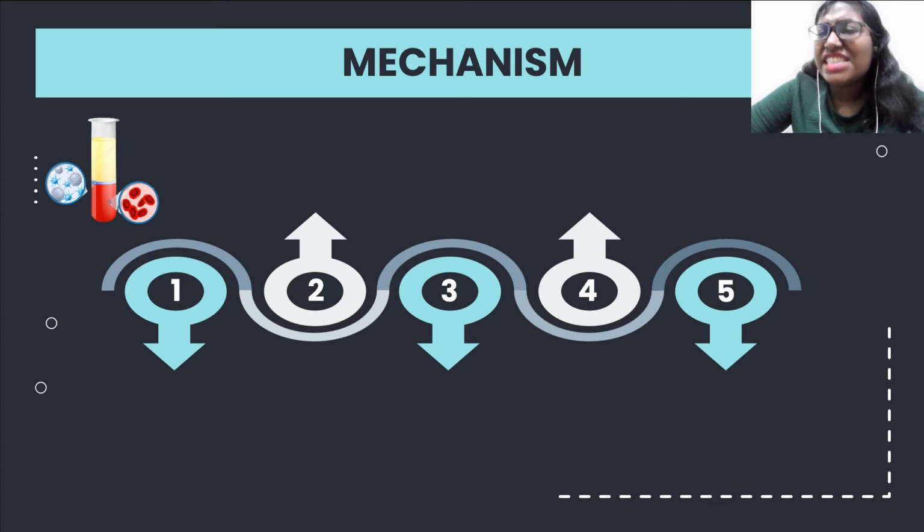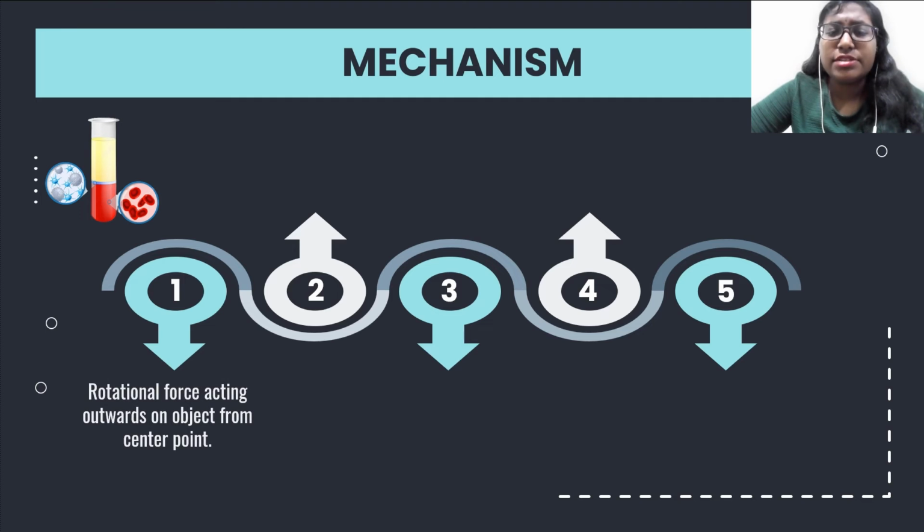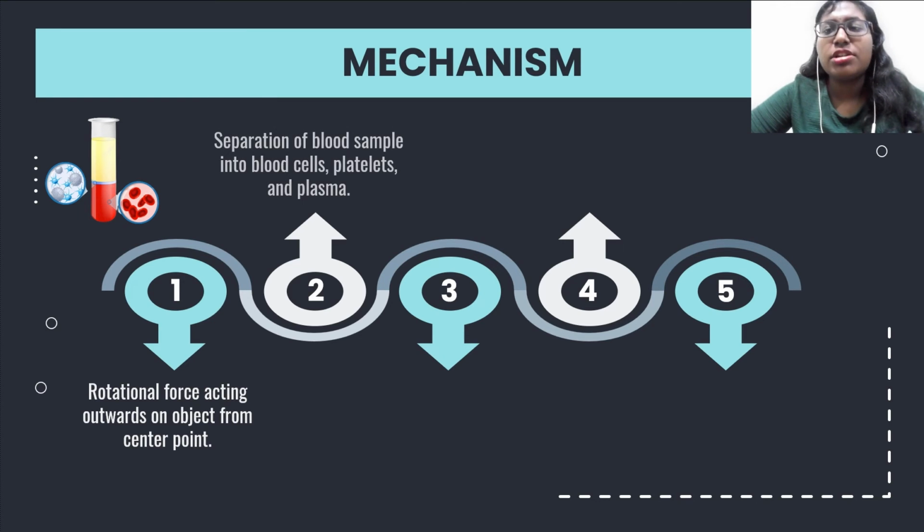So, centrifugal force is the rotational force acting outwards on an object from the center point. As you now know, a centrifuge is a machine through which centrifugal force is applied to substances that one wishes to separate. For instance, the separation of blood sample into blood cells, platelets, and plasma.